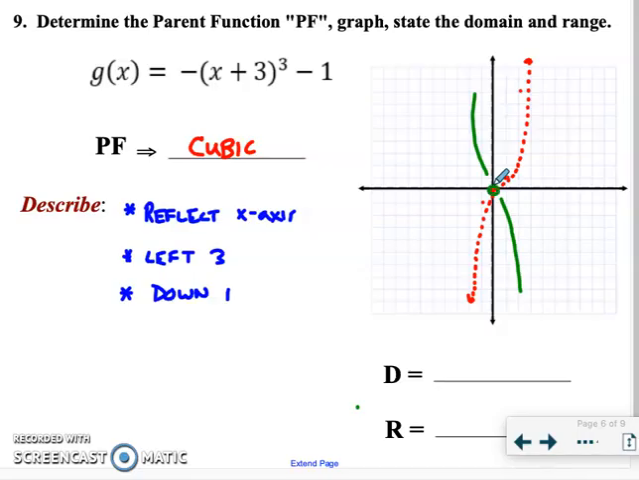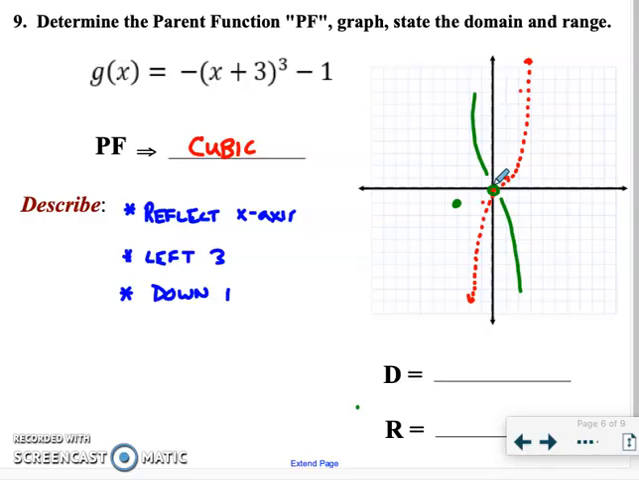So if I were to move that key point left 3, down 1, I'm going to move left 1, 2, 3, down 1, and that's now where that key point is going to land. As we can see, again, the integrity of the graph has not changed, meaning we haven't stretched it or shrunk it vertically, horizontally, anything like that.